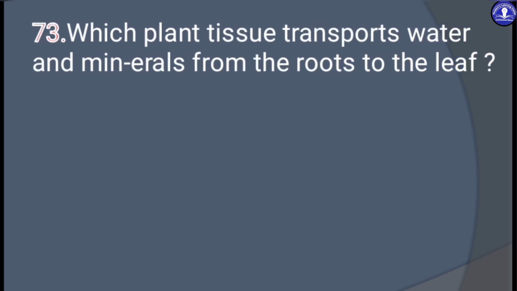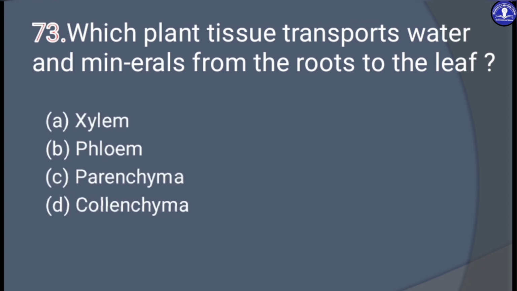The next question. Which plant tissue transports water and minerals from the roots to the leaf? Let's see the options. Xylem, phloem, parenchyma, or collenchyma. The answer is xylem. Phloem is a living tissue responsible for transporting food and other organic materials in plants.